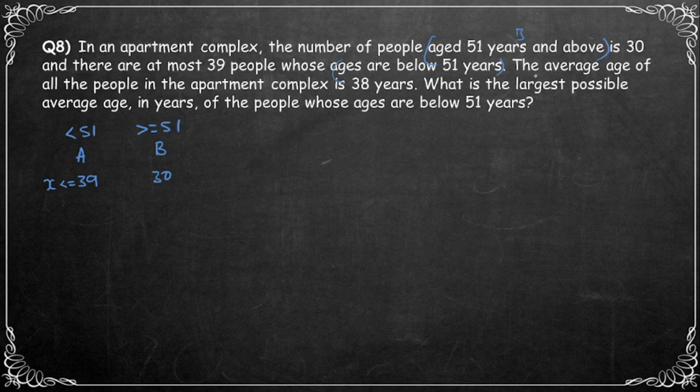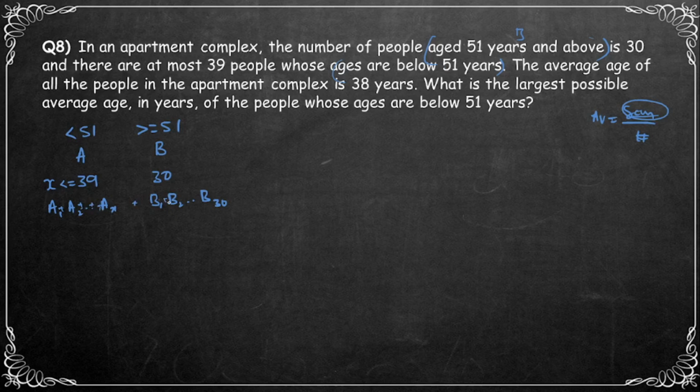Done. Now the average age of all the people in the apartment complex is 38. Average is nothing but sum divided by number of people. For the sum we need their ages. Let us call the ages in group A as A1, A2 till AX and in group B as B1, B2 till B30. So there are 30 people in group B, so their ages are B1, B2 till B30. Now if we want the sum, we need to add all of them.